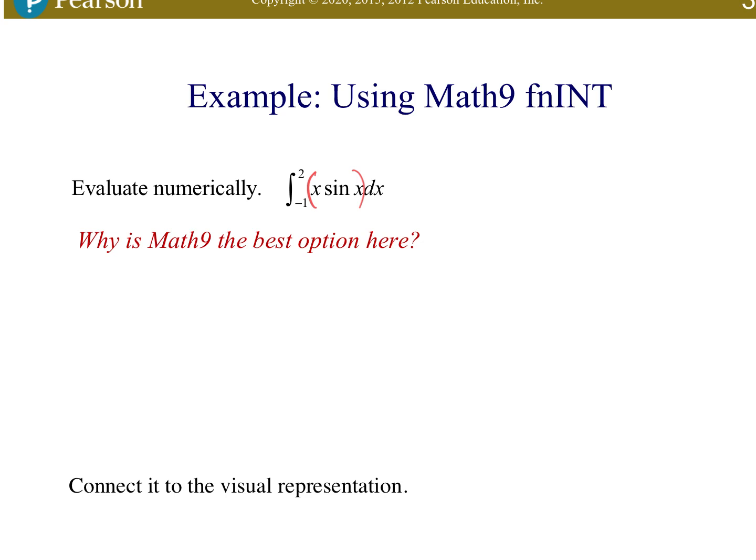Then I'd like you to draw the visual representation down in that bottom area where it says connect it to the visual representation. Make a drawing of what you see. Label the boundaries from -1 to 2. And then, to the best of your ability, sketch.